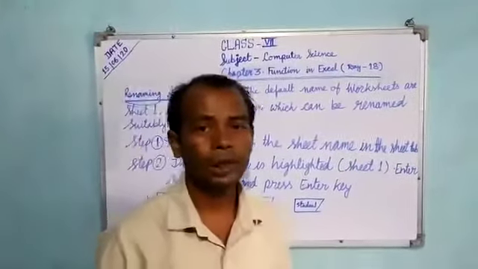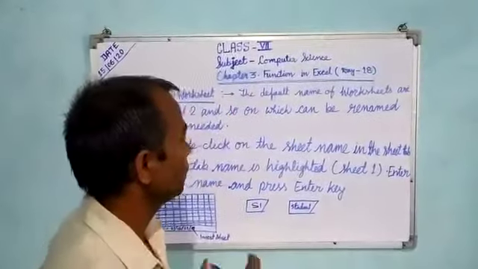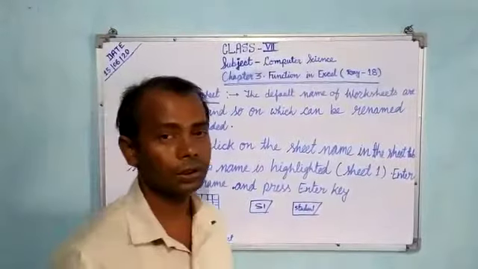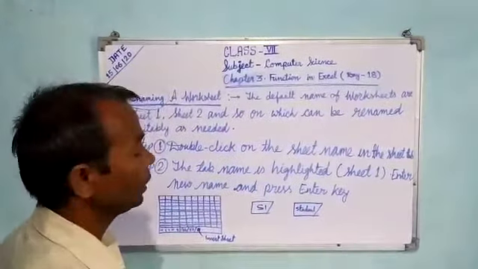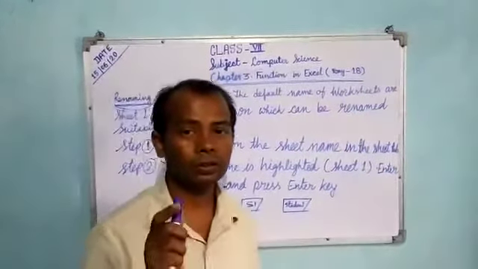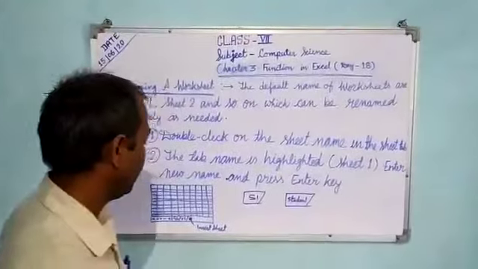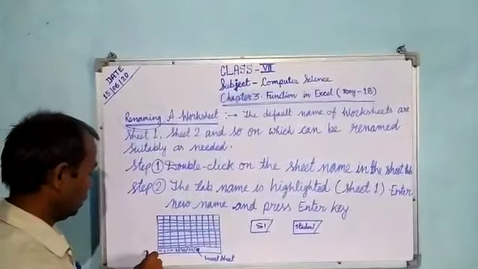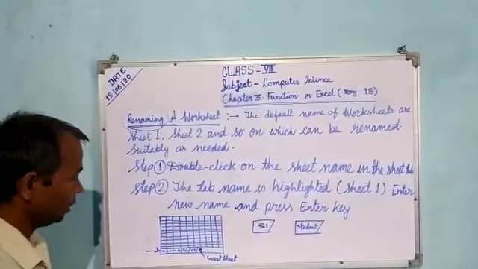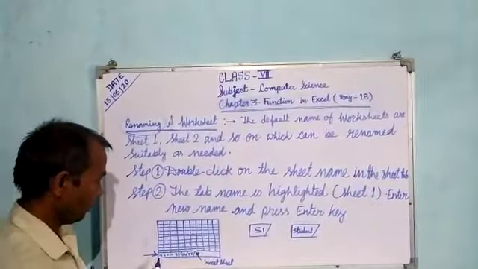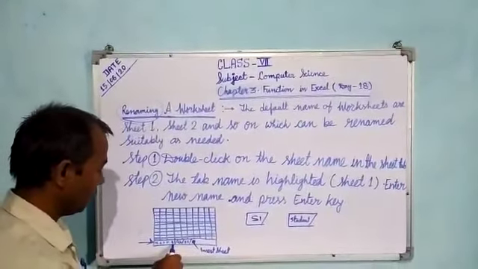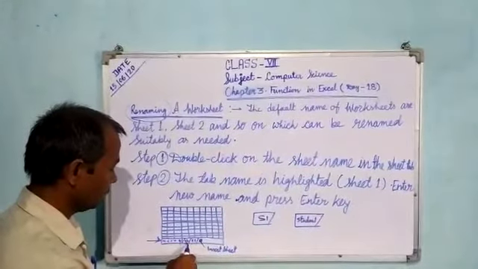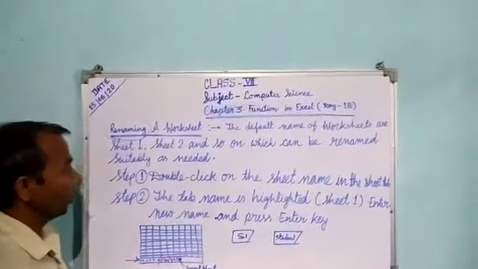As we know, by default we are provided three sheets, named Sheet 1, Sheet 2, Sheet 3, and they are displayed in the sheet tab. This is the sheet tab, and this is the Excel sheet. In the sheet tab, we have three default sheets: Sheet 1, Sheet 2, Sheet 3.